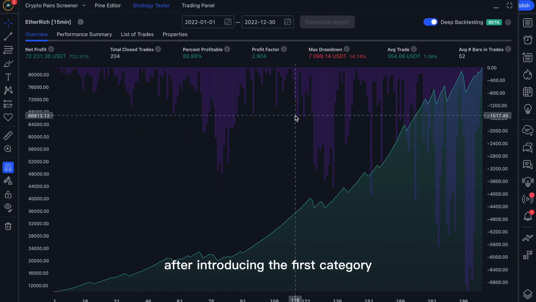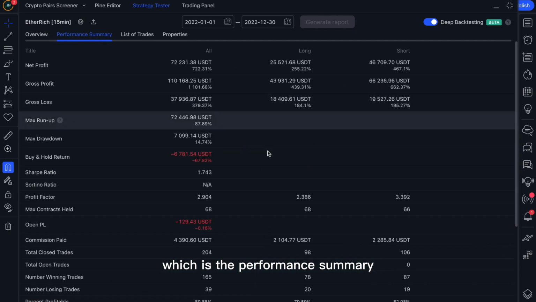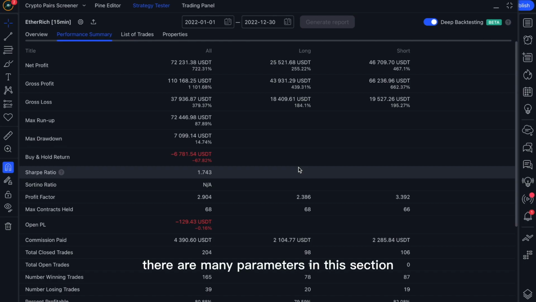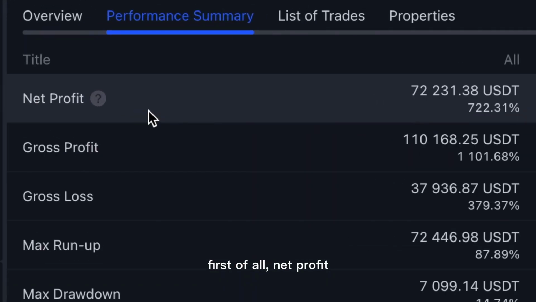After introducing the first category, we come to the most important part, which is the performance summary. There are many parameters in this section. Let's look at 4 more important parameters that have a very important place in judging a strategy. First of all, the net profit. I believe that our wise audience has already understood it, so I don't need to explain it again.